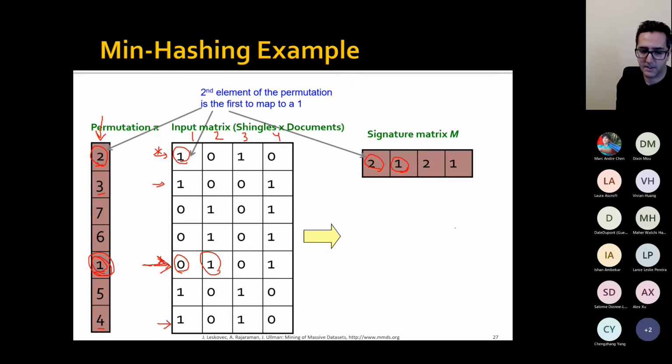Because a hash function, in this case, takes one column and gives us a number. So this is how it works. A given hash function shuffles the rows, changes the order, and then tells you the row number that has the first 1. So it took the column and gave you a number.